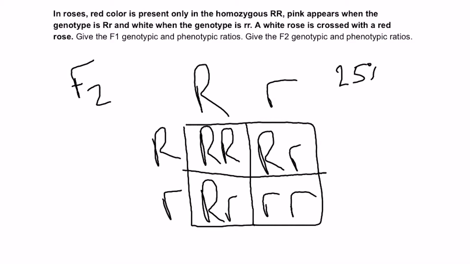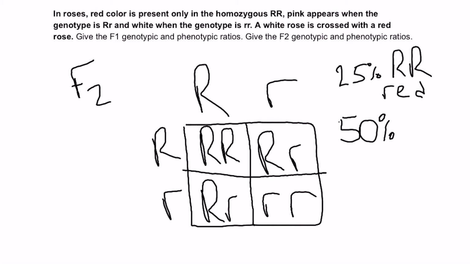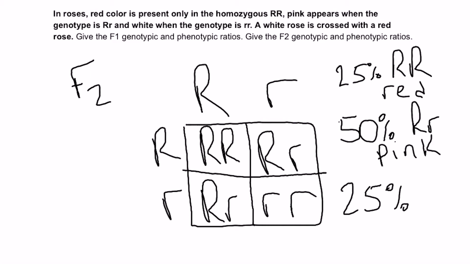So you can see 25% is going to be homozygous dominant, which is red. 50% is going to be heterozygous, which is your pink. And then the last 25% is going to be homozygous recessive, which is your white.